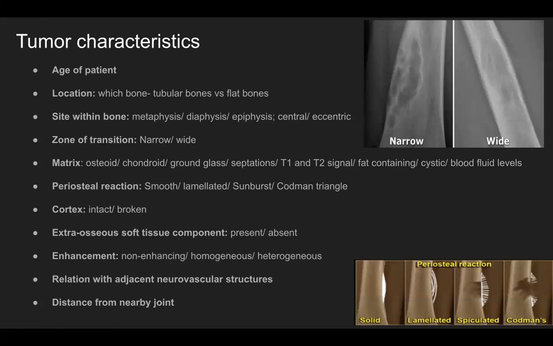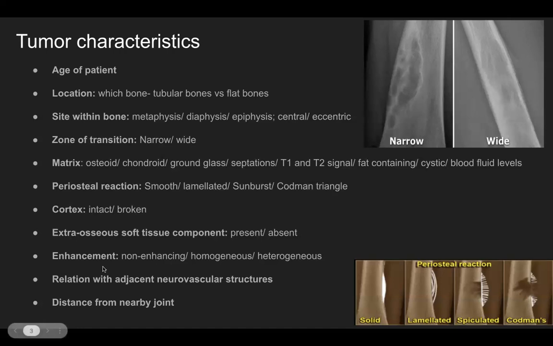We must also note whether there is presence of any extraosseous soft tissue component, because if a significant amount of extraosseous soft tissue component is present, it always indicates that it is a malignant tumor. Now, why I'm saying significant, I'll discuss later.